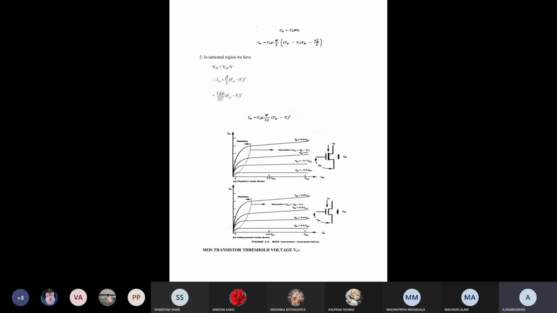Then the equation will become IDS is equal to K into W by L, VGS minus VT whole square by 2. Then we can consider the K terms and the W by L in terms of beta. Then IDS is equal to beta by 2 into VGS minus VT whole square.